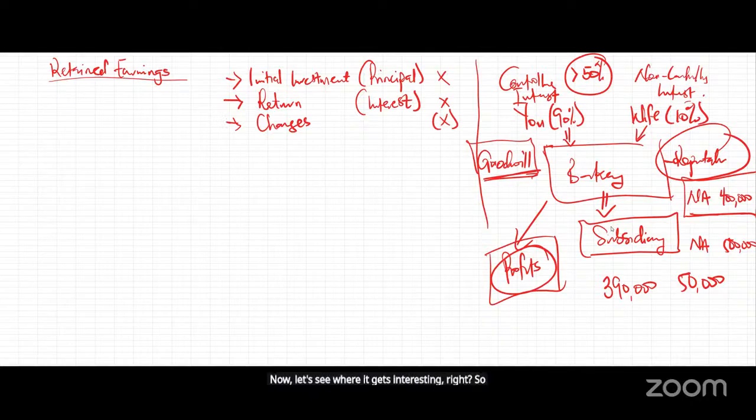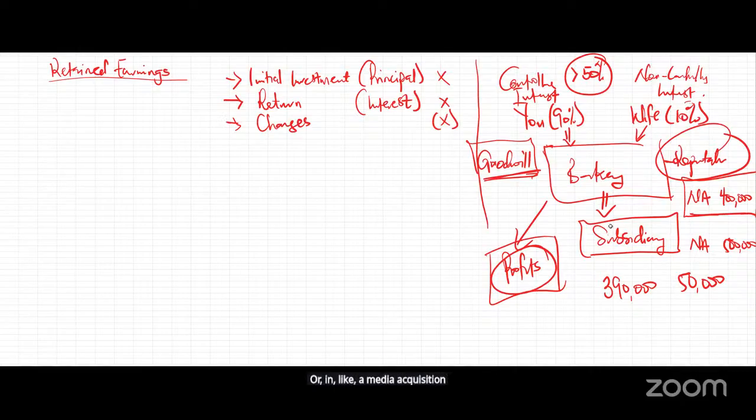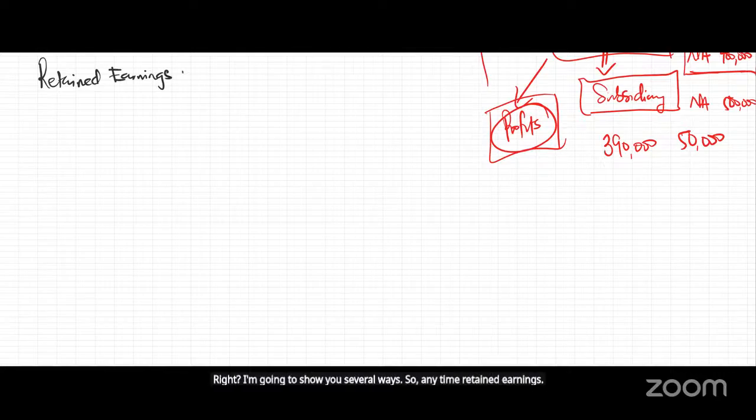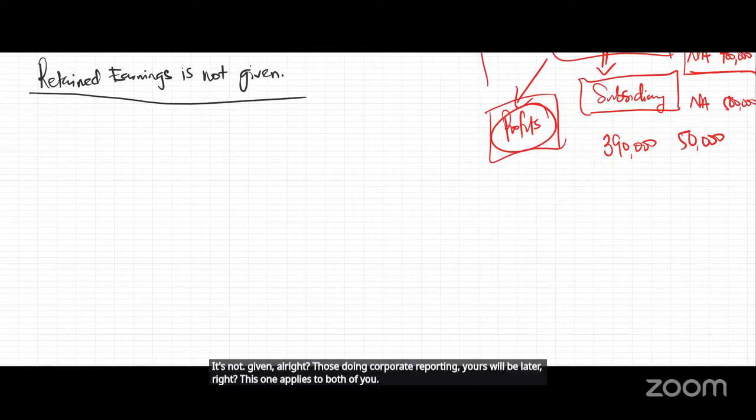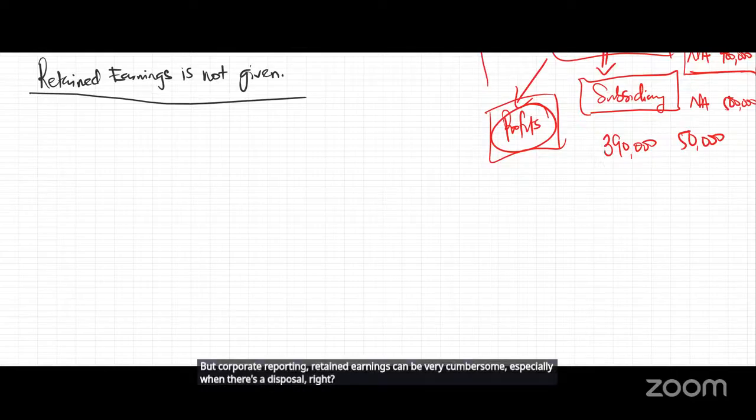So now, the whole secret comes when you are dealing with a subsidiary in a mid-year acquisition. That means it wasn't a full year acquisition. Let me explain. Anytime retained earnings is not given, I'm going to show you several ways. Those doing corporate reporting, yours will be later. This one applies to both of you. But in corporate reporting, retained earnings can be very cumbersome, especially when there's a disposal. You guys doing FR don't do disposal, so I can't go there, but it's the same principle.